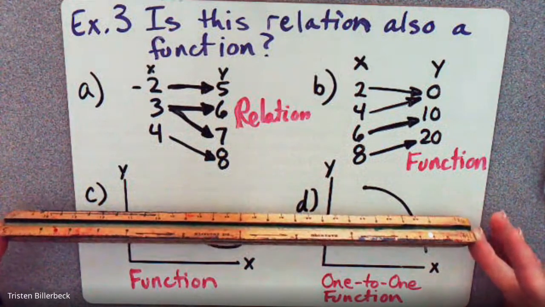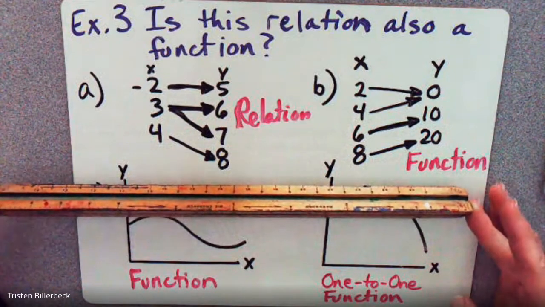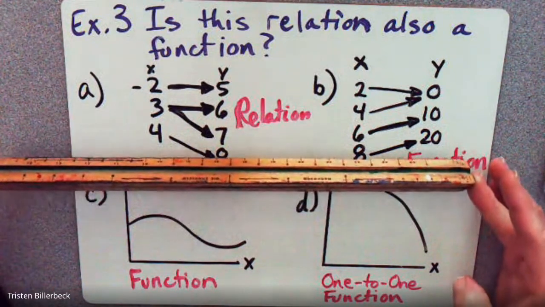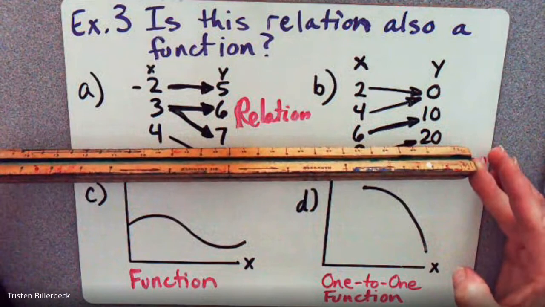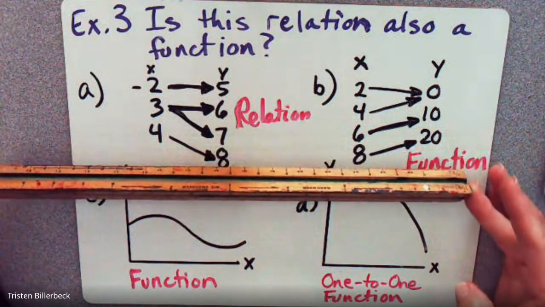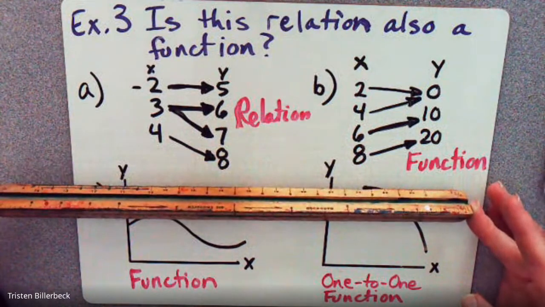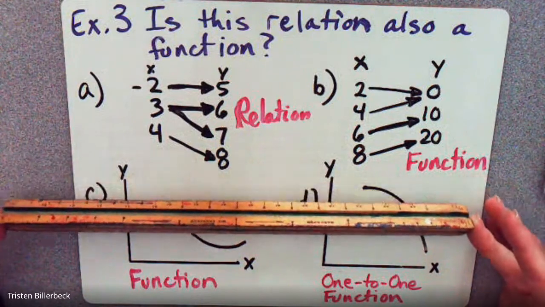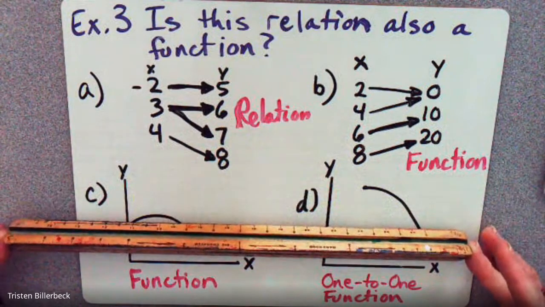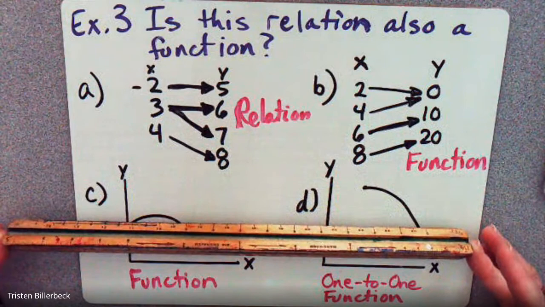As we look carefully at the one-to-one function, it only hits the curve once. So it passes the horizontal line test. But the other one that is just a function has a bit of a bell shape, see how it hits twice on the horizontal line test?